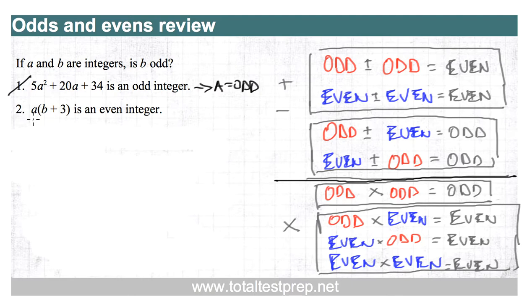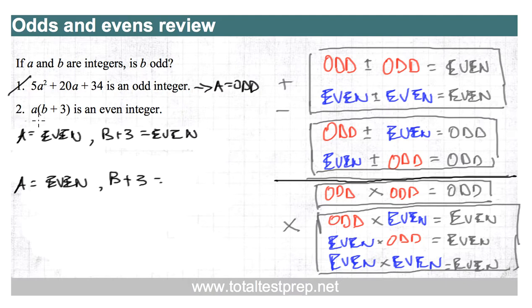Now, statement number 2 tells us that a times b plus 3 is an even integer. Well, we know from our rules for multiplication that if one of these is even, the entire thing is even. So we could have, for example, that a is even and that b plus 3 is even. Alternately, we could have that a is even and b plus 3 is odd. As long as one of them, either a or b plus 3, is even, the product is going to be even. Or we could have that a itself is odd and b plus 3 is even. The only thing we can't have is both of them being odd.